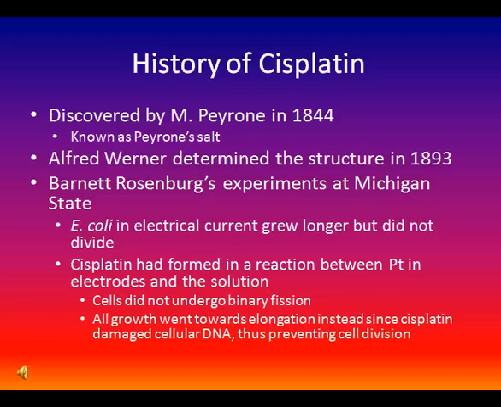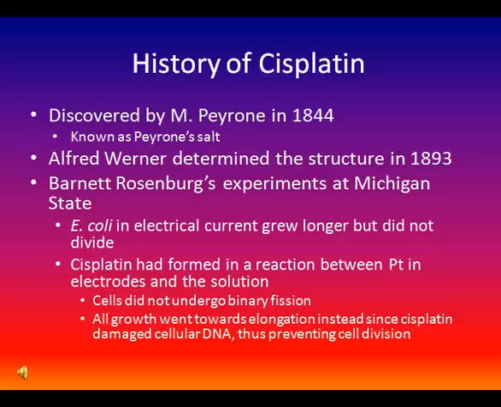Although cisplatin was discovered in 1844 by M. Peyrone and known as Peyrone's salt, it was Alfred Werner who determined its coordination structure. However, it was Barnett Rosenberg's experiments at Michigan State University in the early 60s with E. coli that demonstrated cisplatin's ability to elongate cells.